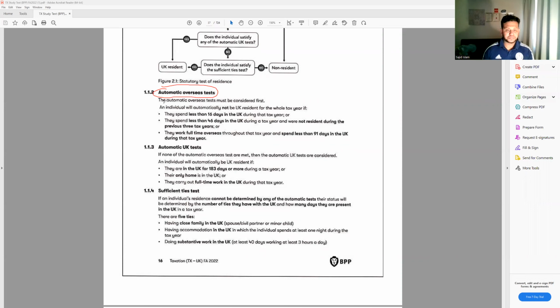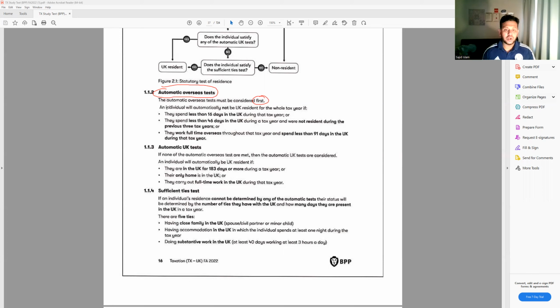So let's have a look. The automatic overseas test must be considered first. That means before I consider the automatic UK test, or before I consider the sufficient ties test, I need to consider the automatic overseas test first. So that's my first test I'm going to look at. If I'm not satisfied, then I'll go to the automatic UK test. And if I'm not satisfied after that, then I'm going to check the sufficient ties test.